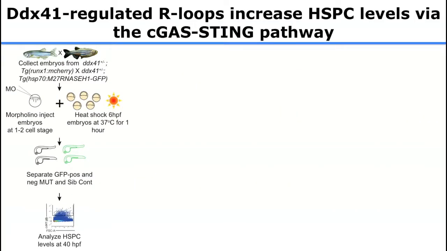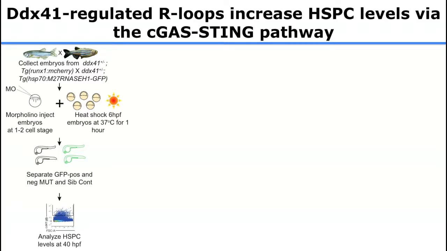So then the last experiment we did was to try and do a genetic interaction study. So we know that R-loops are doing something. We know that cGAS and STING are doing something. But are they working through the same pathway? Is this actually R-loops going through cGAS, STING, and then leading to this HSC phenotype at the end?